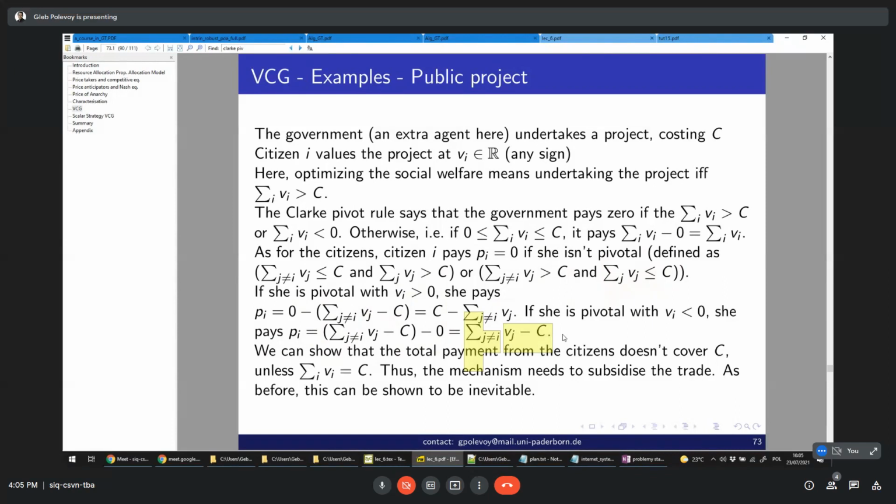So what is basically the total payment from the citizens? First of all, only pivotal citizens pay. Now, what do they pay? The pivotal citizens with positive values pay this. The pivotal citizens with negative values pay this. The difference basically between the cost and the sum of the values of all the others. Do you agree? Yes.